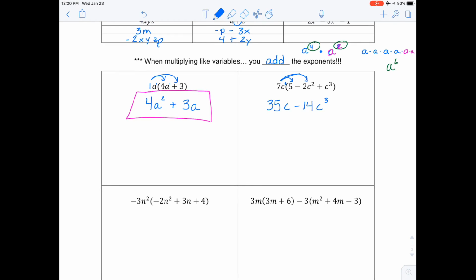And then finally, I need to distribute this last bit. 7c times c to the third. Well, c to the third is like 1c to the third. So 7 times 1 is 7. And then c to the first times c to the third. Add 1 plus 3. That gives me c to the fourth. So now let's look. Do we have any like terms in this? We do not. They all have a c, but none of them have the same exponent, so they're all different. So we have our simplified answer right there.